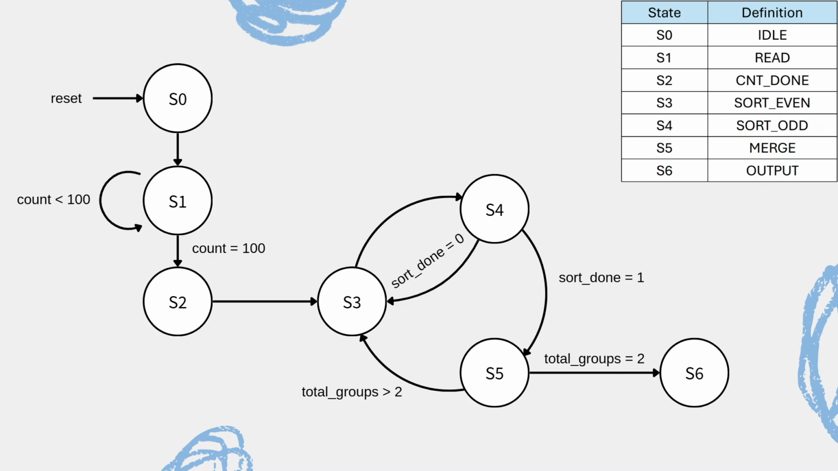Then we go to S5 merge. Each merge reduces the number of groups, and we repeat sort and merge while total groups is still greater than 2. When total groups equals 2, we go to S6 to output the final results.